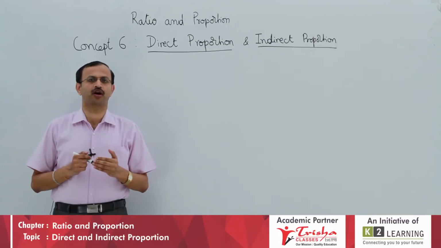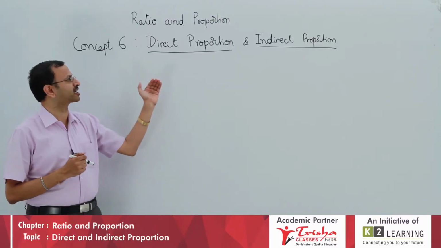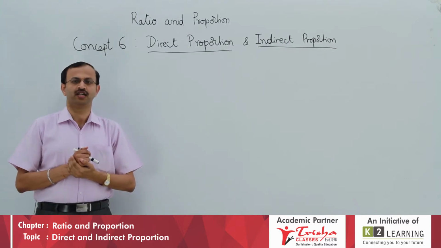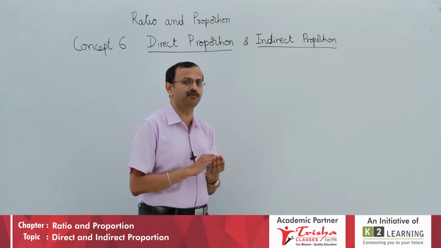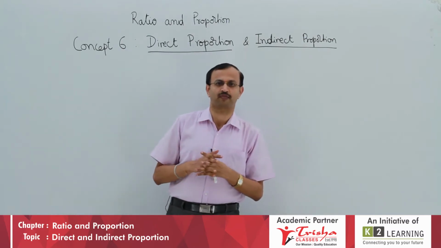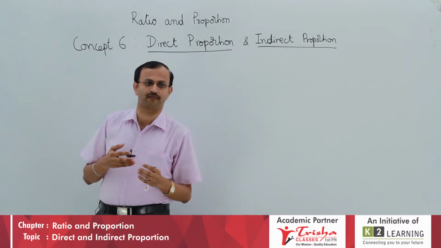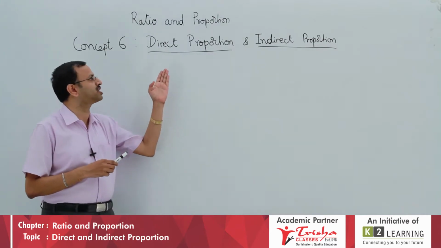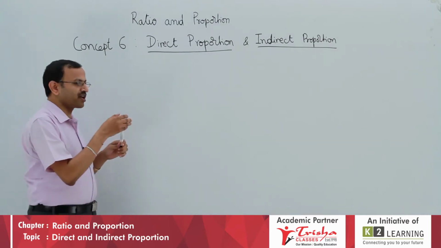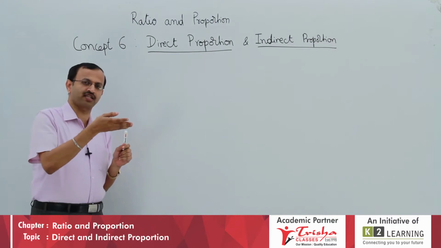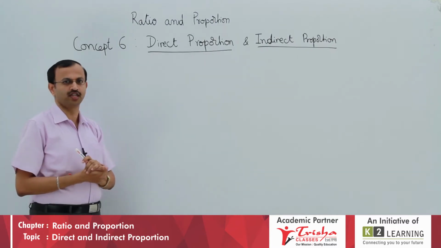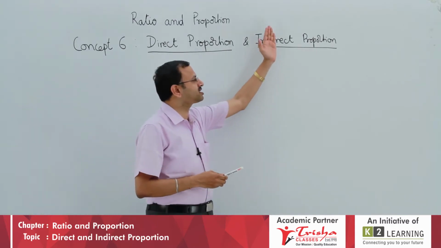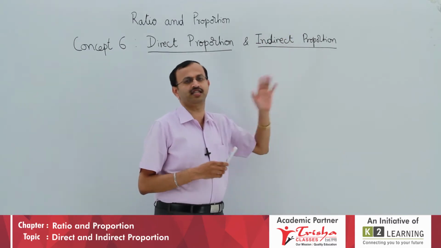The next topic you have to learn in this chapter is about direct proportion and indirect proportion. In school we quite often learned the computation, the problems on direct proportion and indirect proportion. Students, we will take some examples. First we will know what is direct proportion and what is indirect proportion. If variables move in the same direction, both increase or both decrease, you call it direct proportion. If one variable increases and the other variable decreases, it is indirect proportion.